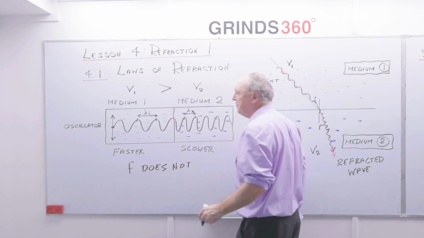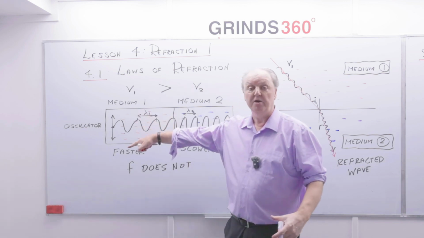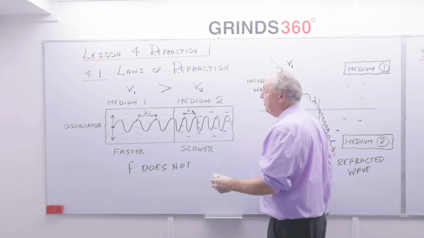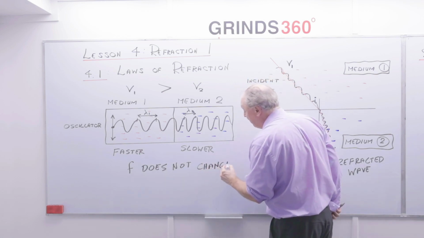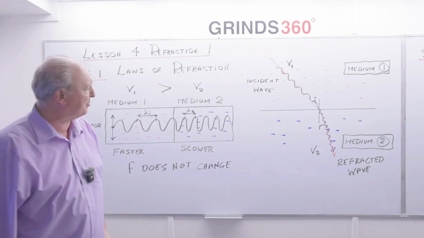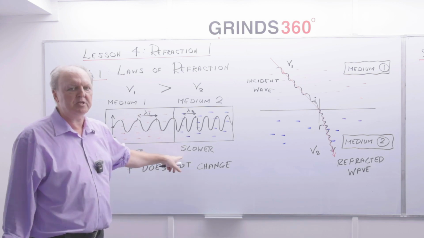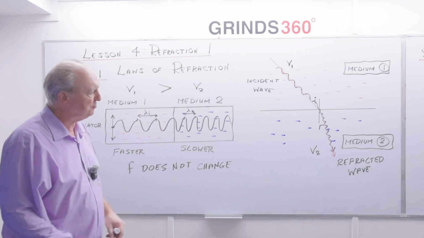You see, the frequency of the wave, which is the number of waves per second, comes from the oscillator. So if the oscillator bops up and down 10 times per second, you'll generate 10 waves per second. And then when those waves travel into the slower medium, you don't lose waves. You still have your 10 waves per second. So the frequency does not change from one medium to the other. The velocity changes and the wavelength changes.